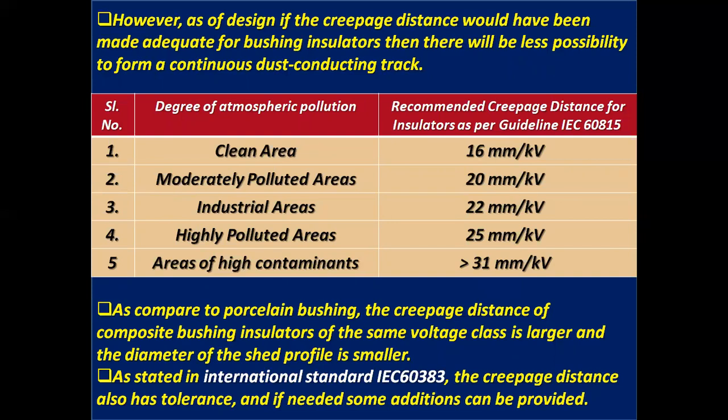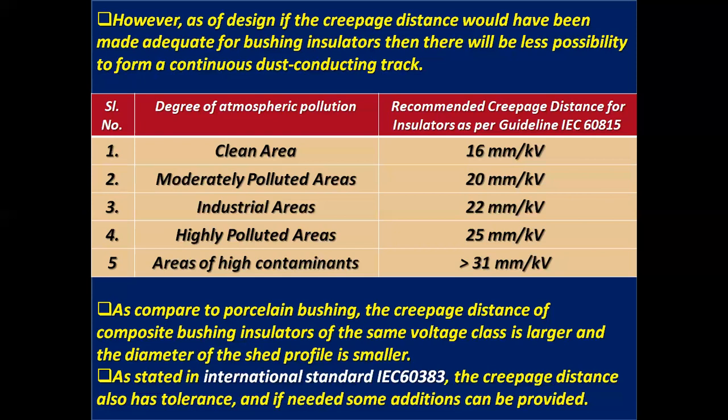Let's see. Degree of atmospheric pollution and recommended creepage distance for insulators as per guidelines IEC 60815. Number 1, if the area is clean, then 16 millimeter per kV creepage distance is sufficient. Moderately polluted areas, 20 millimeter per kV creepage distance. Highly polluted areas, 25 millimeter per kV. Areas of high contaminants, more than 31 millimeter per kV.